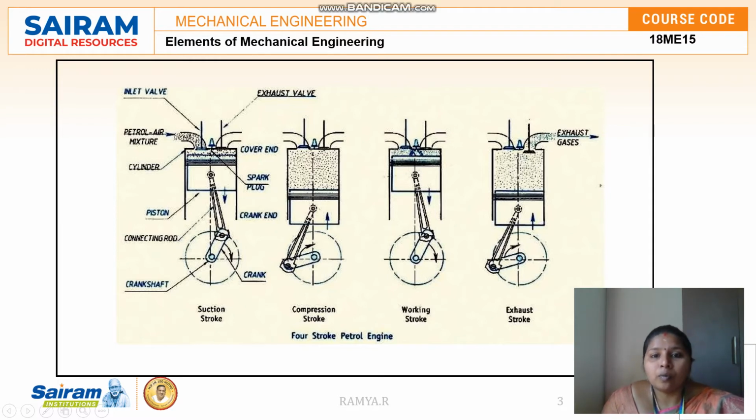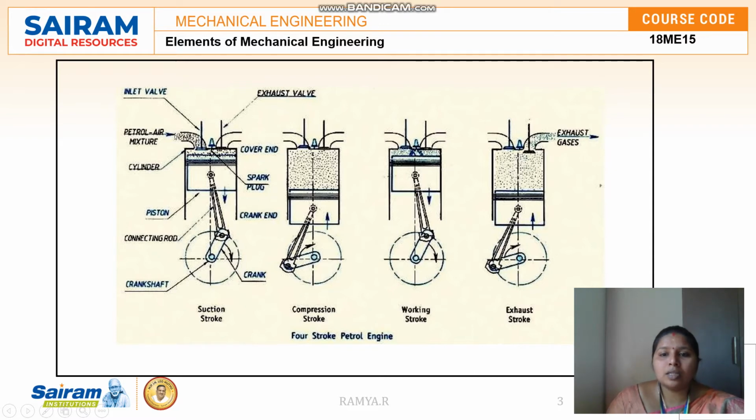And the next is the working stroke or power stroke. Since it is a petrol engine, we have a spark plug. The purpose of the spark plug is to produce a spark which ignites the air fuel mixture, because the petrol will not get ignited easily. So we need to give some spark so that the air fuel mixture gets ignited. In this position, initially the piston will be in the top dead center and it starts moving towards the bottom dead center. Here also both the valves are closed.